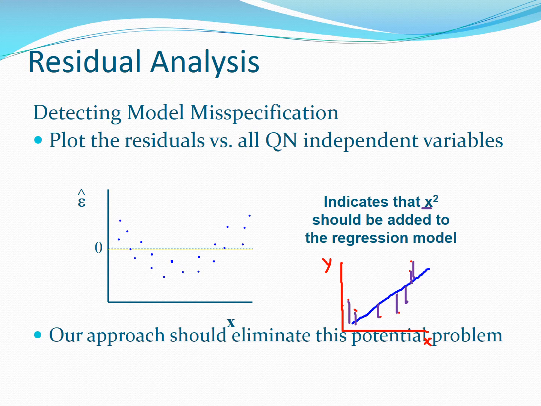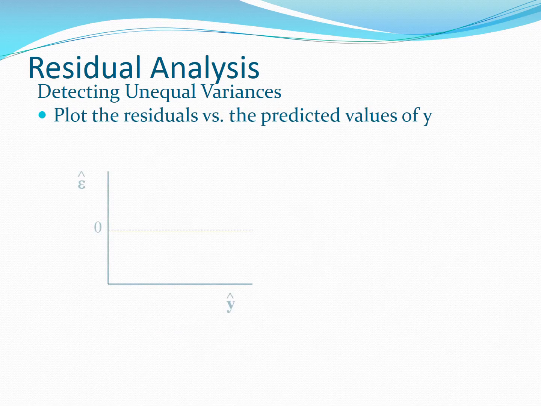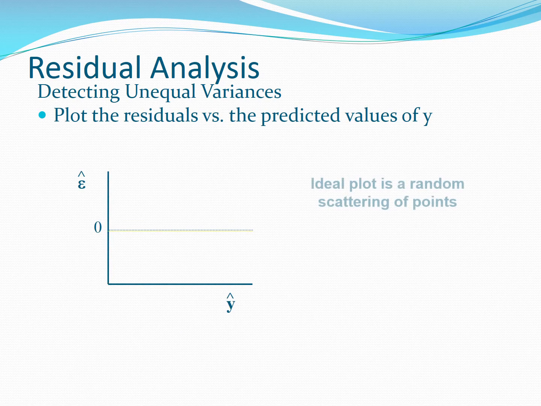So that's the first thing we can do with the residual analysis tool: detect model misspecification. It's a simple plot. You're going to do a plot of the residuals versus your quantitative independent variables. In your projects, you just have one, but I want to see that plot, and it should be a nice random scattering, and all should be well with your world. So the next step is to take a look at unequal variances.